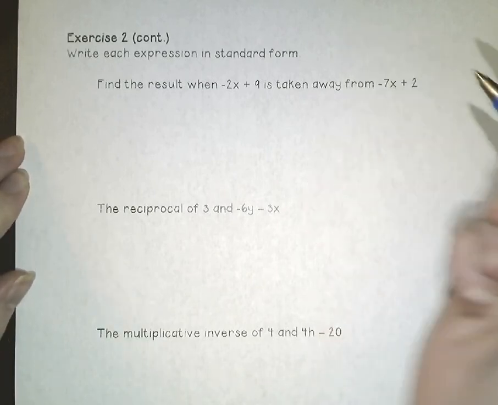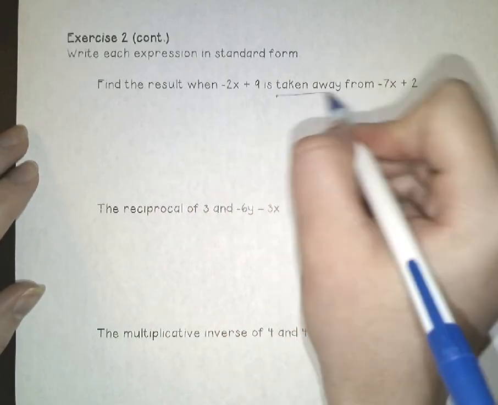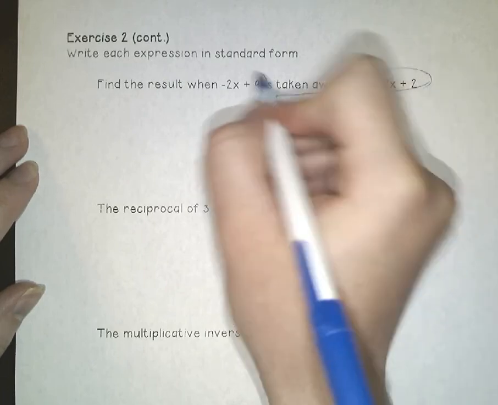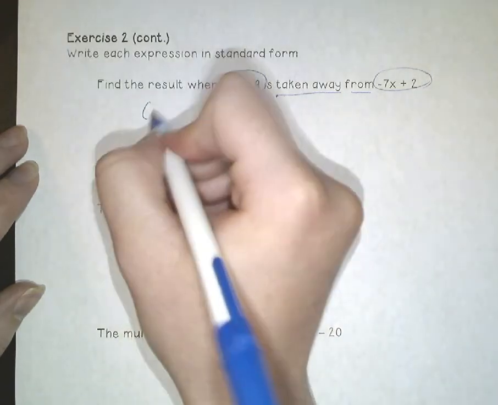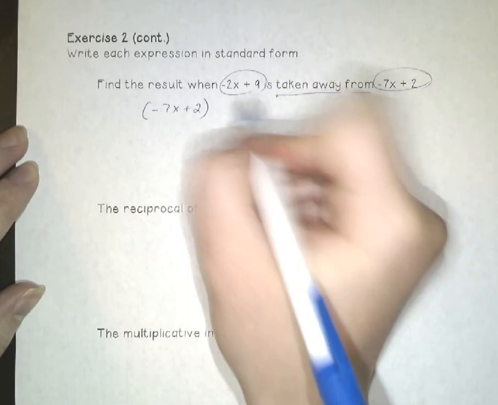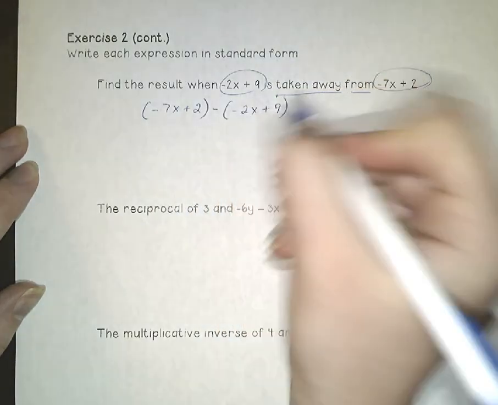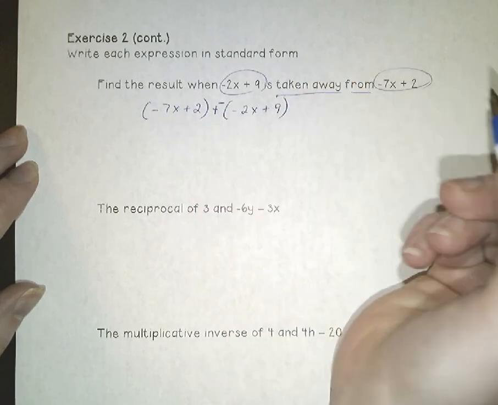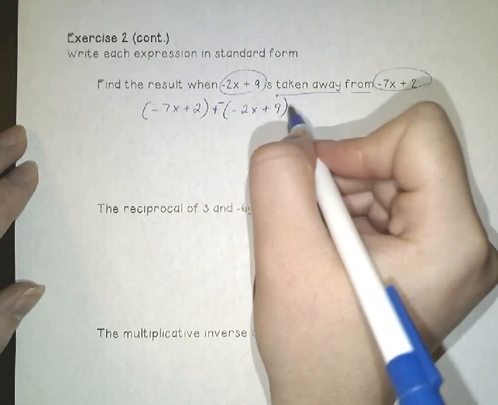So find the result when negative 2x plus 9 is taken away from negative 7x plus 2. So since we are taking away from here, that's what comes first. Negative 7x plus 2 take away negative 2x plus 9. Change subtraction into addition of the opposite. That's all. Now we again have the opposite of the sum right here.